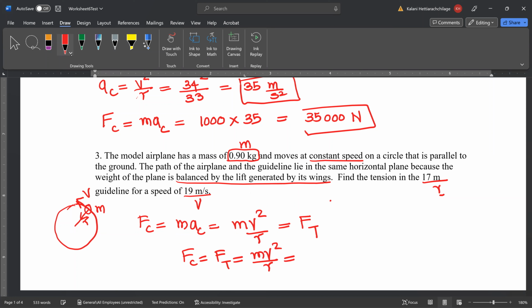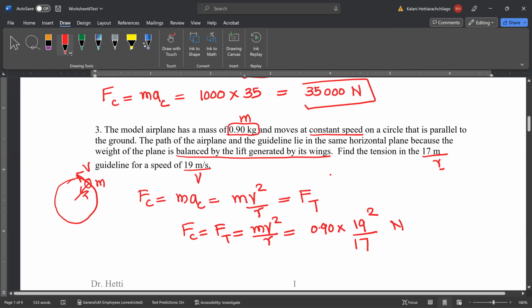Now let's plug in. Mass equals 0.90 times velocity, 19, to the power 2, divided by the radius, 17. Everything in SI units. Then you should end up with newtons. So I got around 19 newtons.